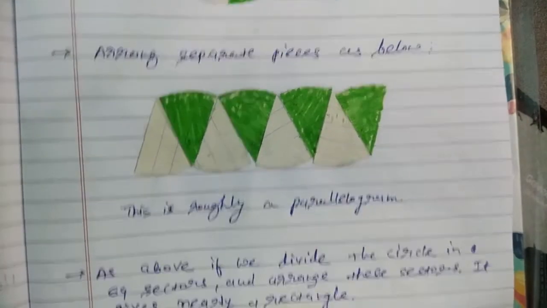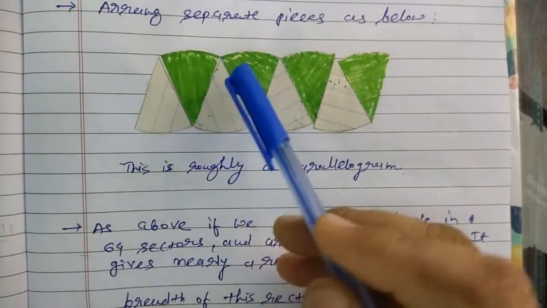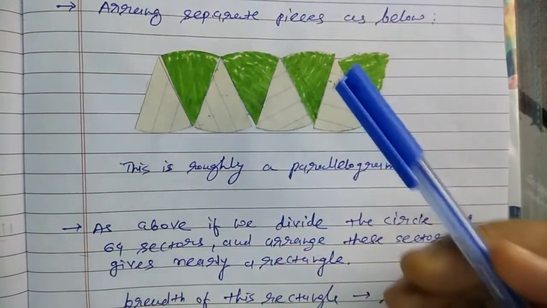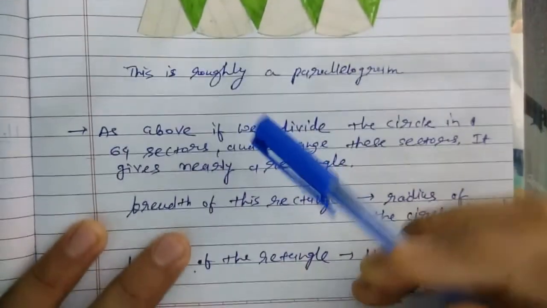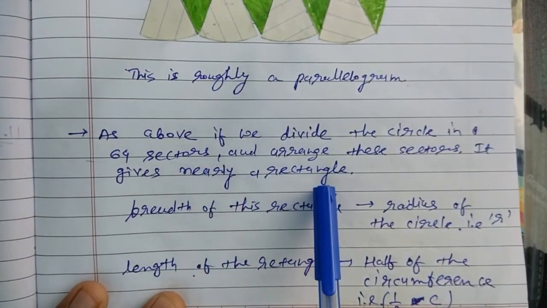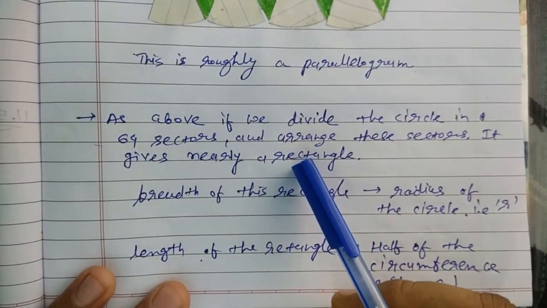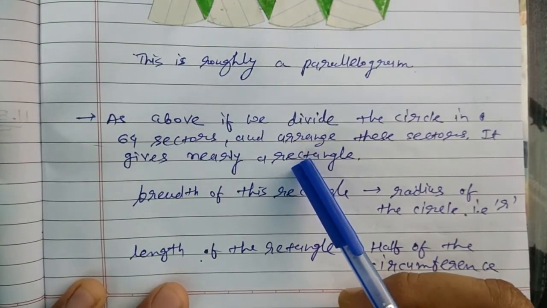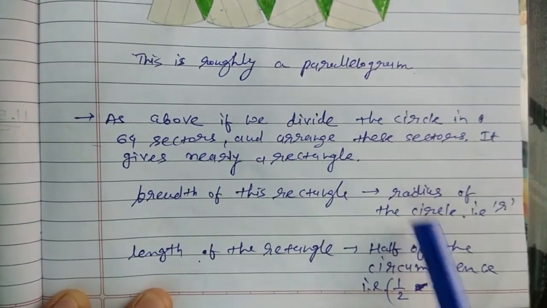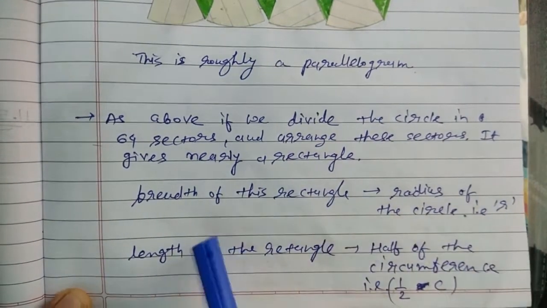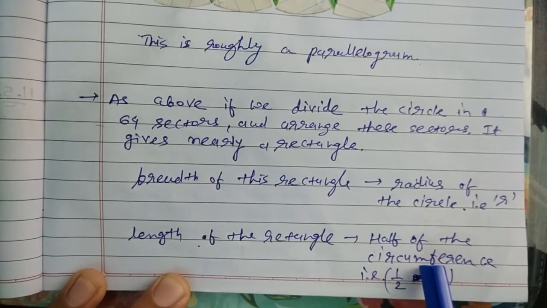Now as above, when we divide a circle into 64 sectors and arrange them, we get nearly a rectangle. When we compare this rectangle to the circle, the breadth of the rectangle is nothing but the radius of the circle, and the length of the rectangle is half of the circumference.